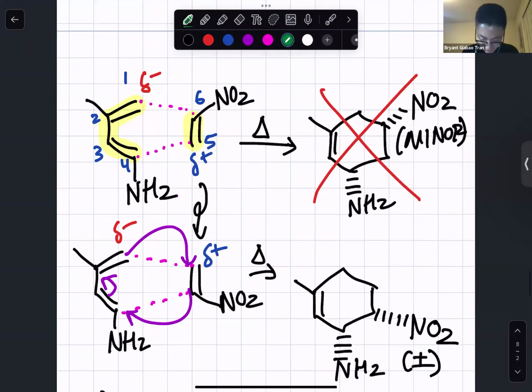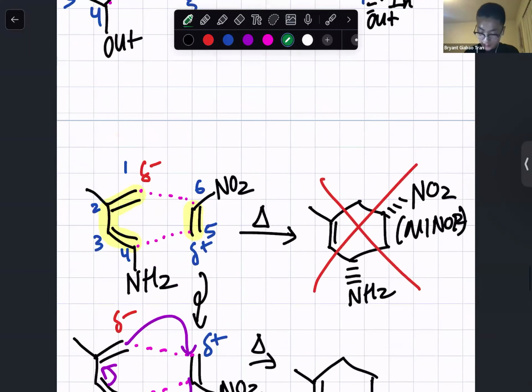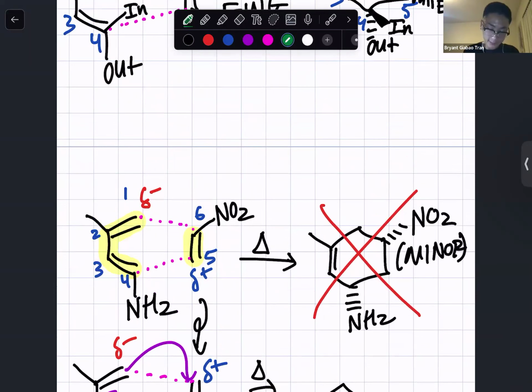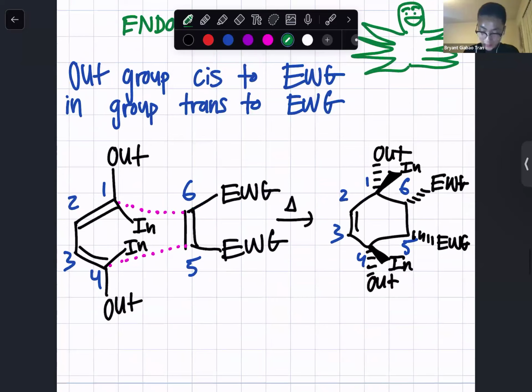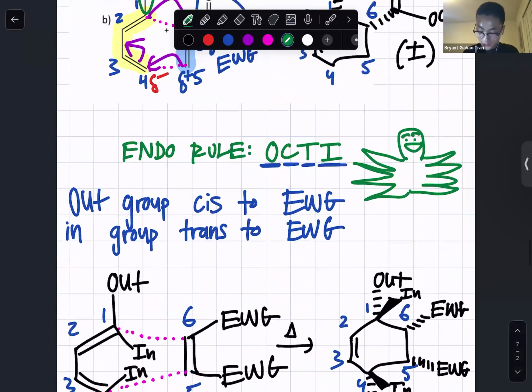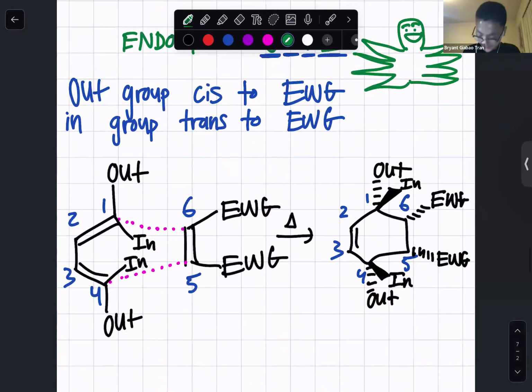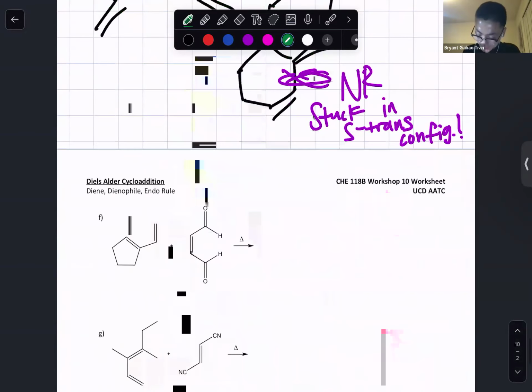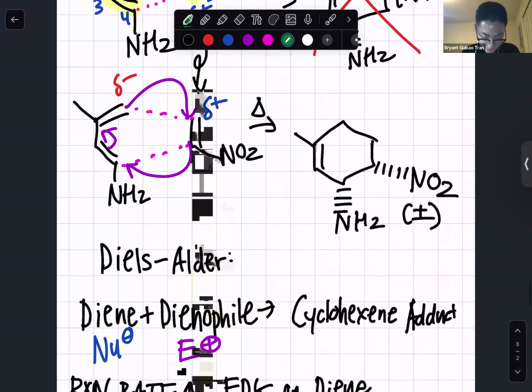Yeah, right. We went over regioselectivity where the charges align in the pocket. We went over stereoselectivity of the endo rule. Out group is cis to the EWG, in group is trans to the EWG. But now we just have to apply all those things that we talked about to different weird looking example problems, which we're going to do tomorrow during the review session.